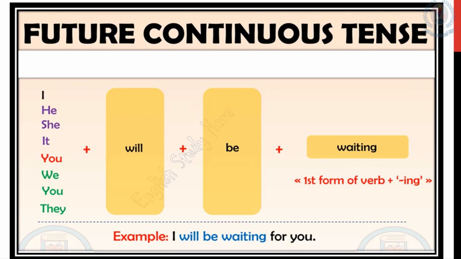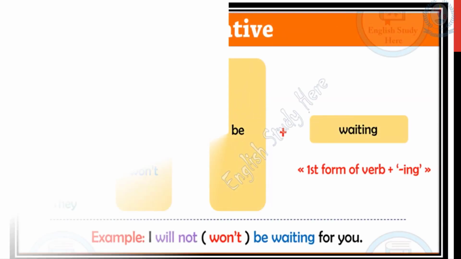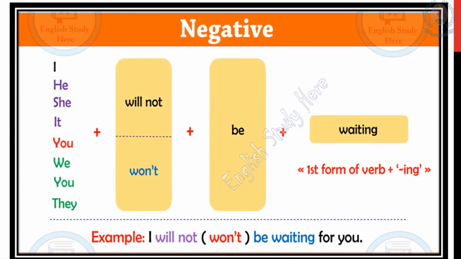I will be waiting, he will be waiting, she will be waiting. I will be waiting for you. So I will, contracted form you can use as I'll. Use the chart and make the sentences. Then negative. It's very easy to add will not. Then I will not be waiting. You will not be waiting. We will not be waiting. And they will not be waiting.